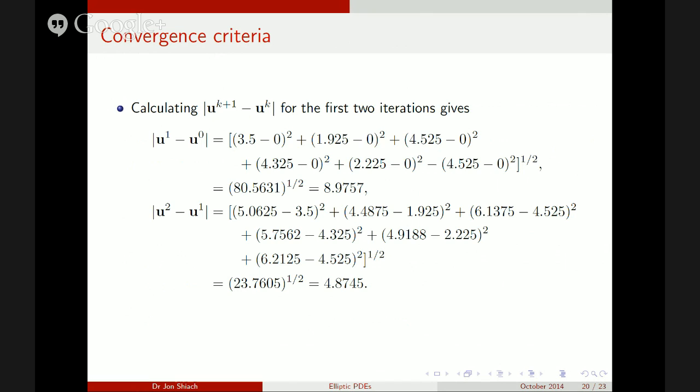8.9757. If U2, the second estimate, minus the first estimate, we calculate the L2 norm, we get 4.745. So our norm, we want that to get very, very small. It's got smaller from the first to the second estimate. It will get smaller still. We need that to get really, really small, less than some small value, which we call TOL, and that's when we stop.